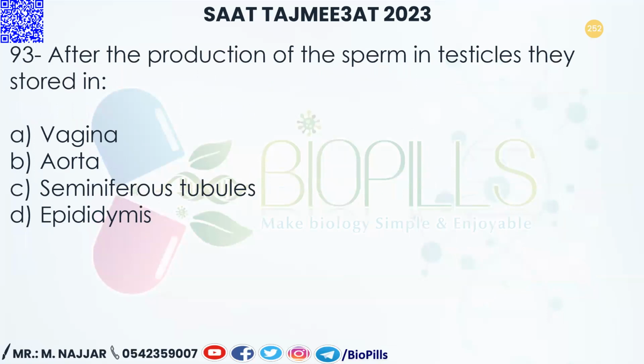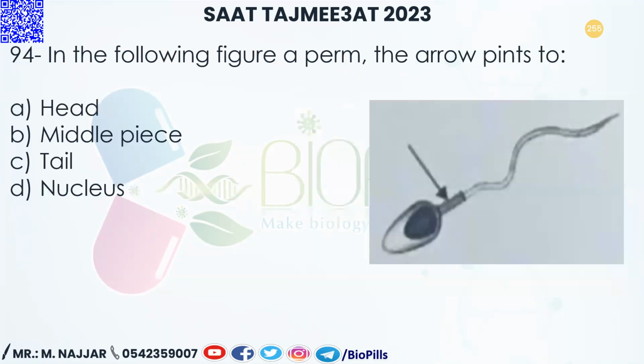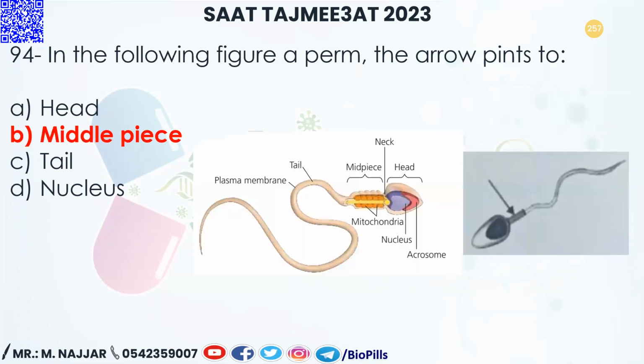After the production of the sperm in the testicles, they will be stored in? And another question, they will mature in? They are stored and mature in the epididymis. Perfect, and no other place. They are produced here in the seminiferous tubules. Then they move to the epididymis to be stored and for maturation. In the following figure of a sperm, the arrow is pointing here to the middle piece. Yes, that's true.